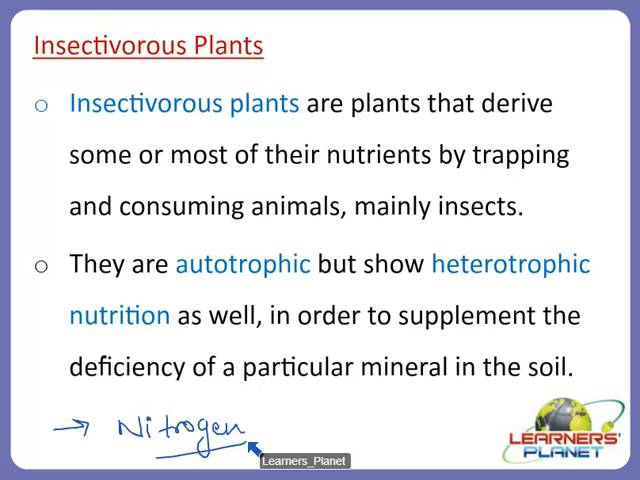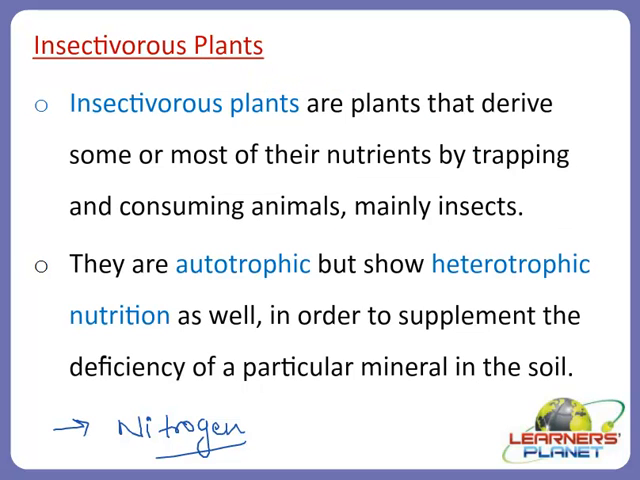They are generally found in nitrogen deficient habitats, and hence to compensate for the loss they use insects as a source of nitrogen. Now you must be thinking how they get the nitrogen. Yes, they trap the insects, they kill the insects, and because of this they get the proteins. The insectivorous plants get the proteins, and that is why insects act as a source of nitrogen for such insectivorous plants.